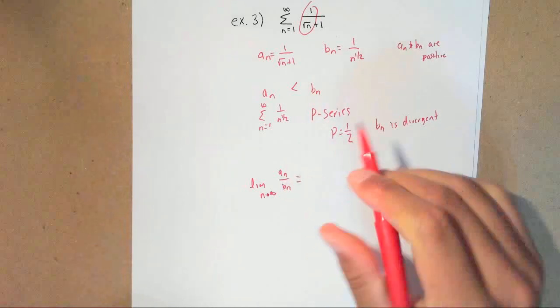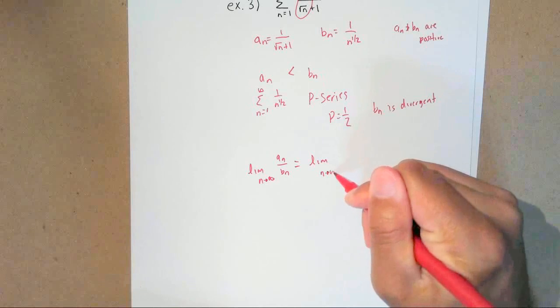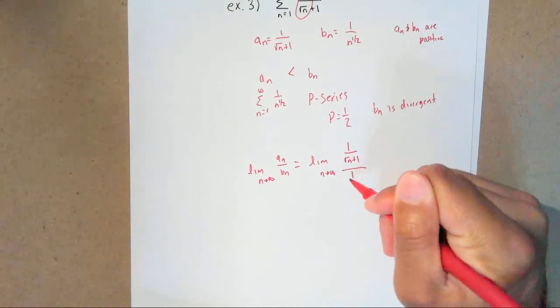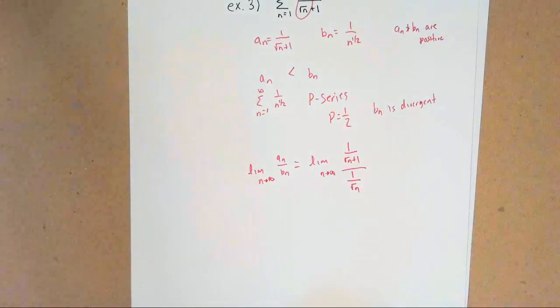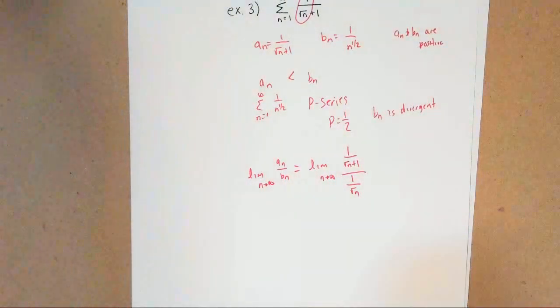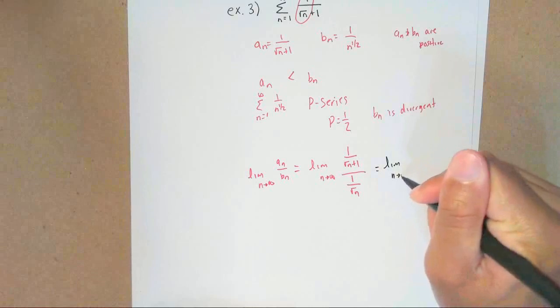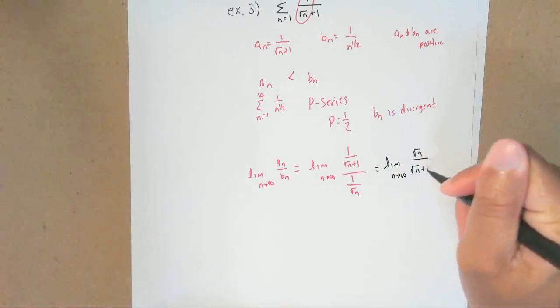But that's just going to equal the limit as n approaches infinity of 1 over square root of n plus 1, over 1 over square root of n. Then you've got to keep, change, flip, because anytime you have a fraction, keep, change, flip it. And when you keep, change, flip it, you're going to get the limit as n approaches infinity of square root of n over square root of n plus 1.